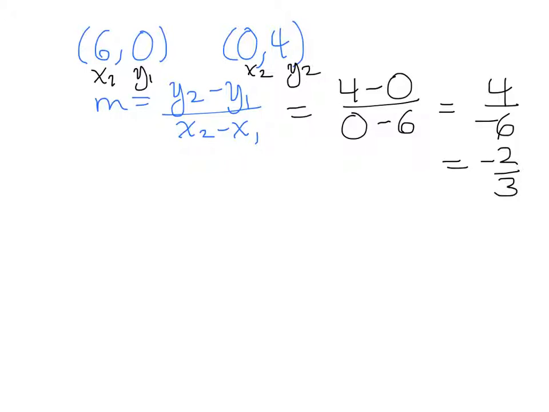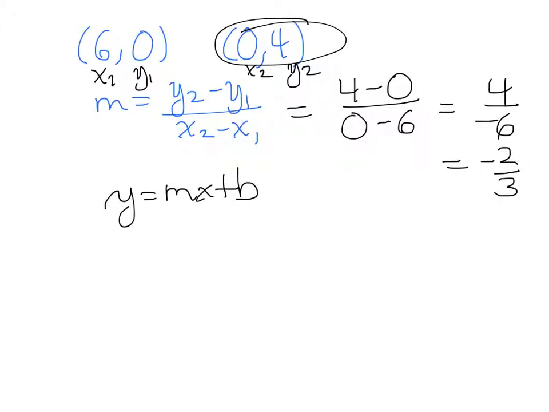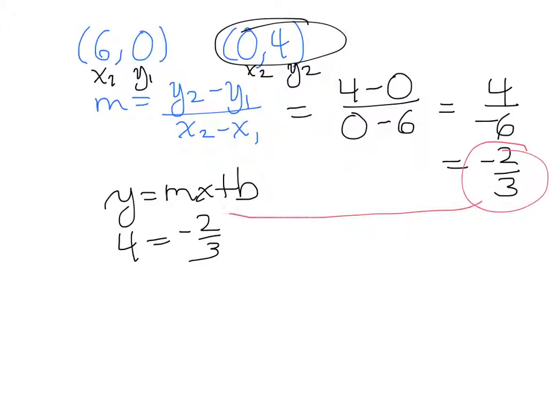Okay, so now I have my slope. So now I'm going to choose one of these points, and I think I'll choose this one this time, to put into y equals mx plus b. Okay, so y is 4. M is negative 2/3, which I just found. Okay, that's where that came from. The x is 0 from up here, plus b, which I don't know yet.